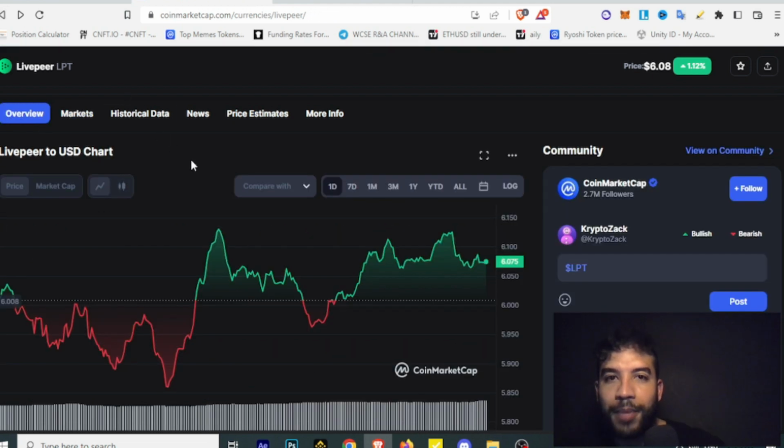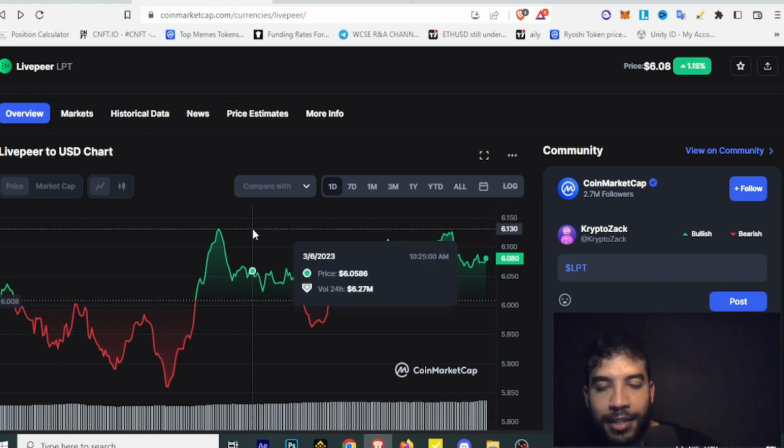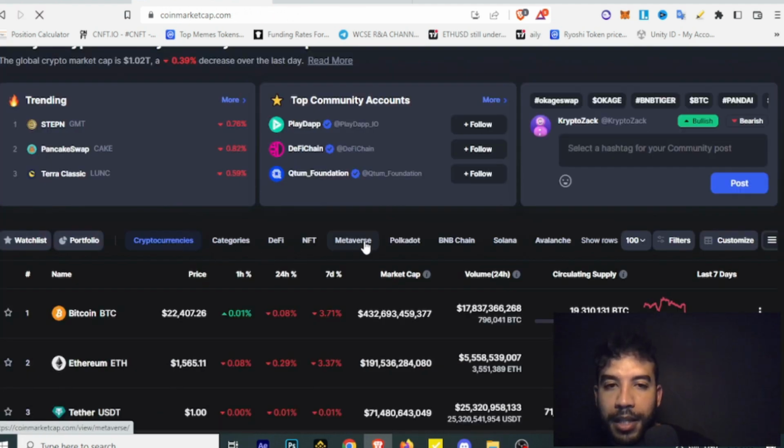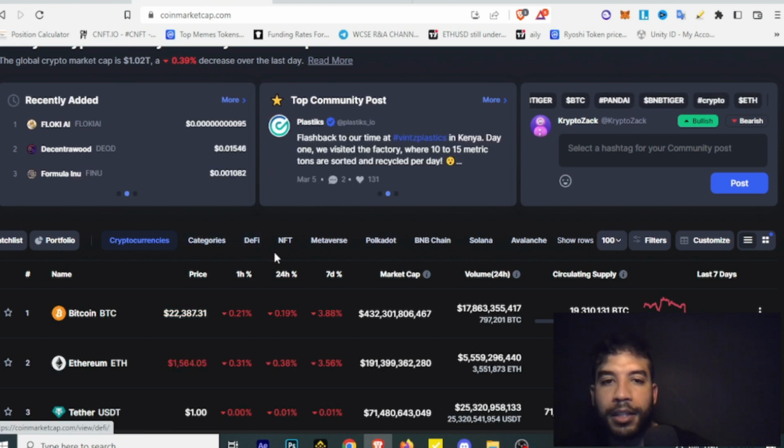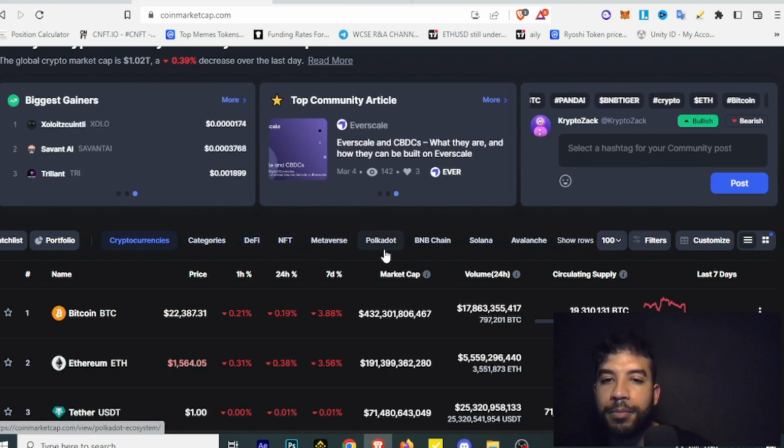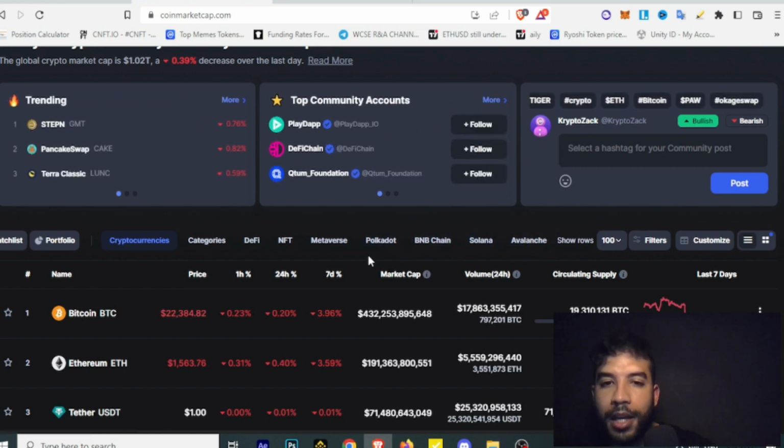Trending, you could spend a whole day looking in the trending section. That's how the research goes. You just do as I showed you here. Here you would see something interesting. You would see that there are categories: DeFi, NFTs, Metaverse, Polkadot. Those Polkadot, BNB, Solana, those are blockchains. So you can see the coins that are built on each blockchain.